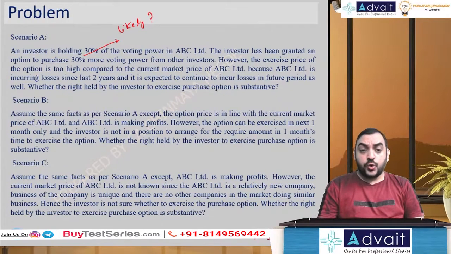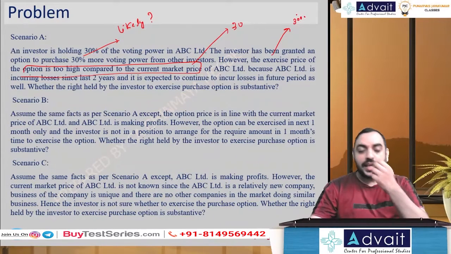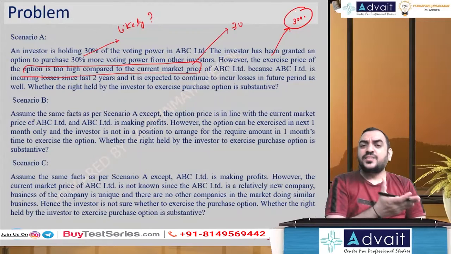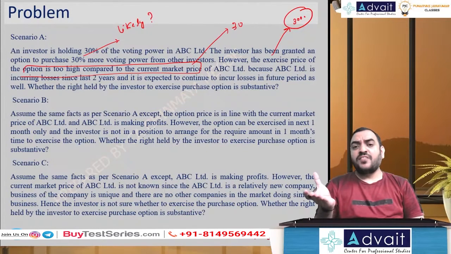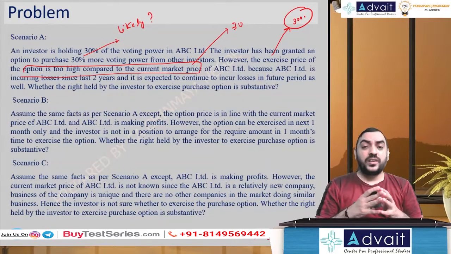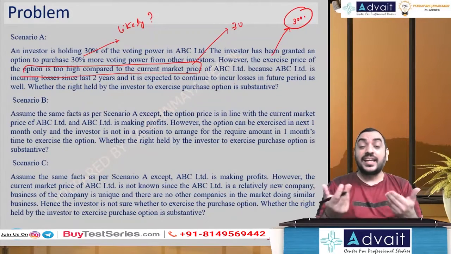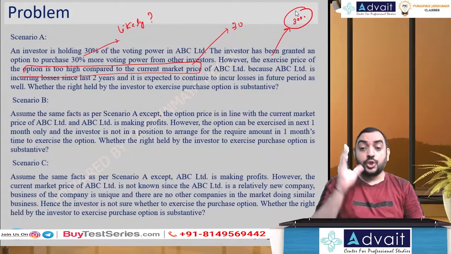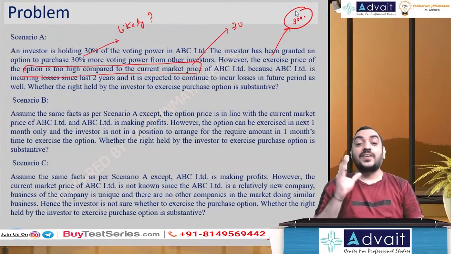The exercise price is too high compared to the current market price. Maybe the current market price is 30 rupees and the exercise price is like 3000 rupees. Just taking an example, too high. Because if the market is 30 rupees and you have the choice to purchase the share at 3000 rupees, why will you purchase at 3000 rupees? You don't, right? Unlikely.